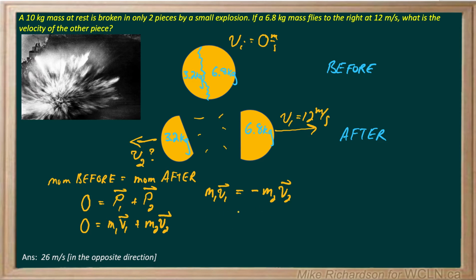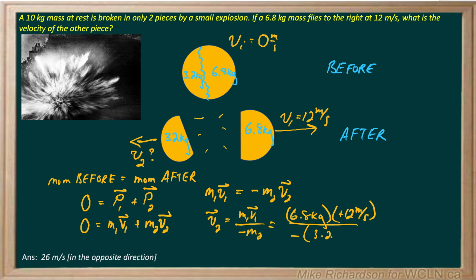So now we go ahead and solve. We're trying to get V2 by itself. So I get V2 is M1 V1 all over negative M2, and I just put in my values. 6.8 kilograms times 12 meters per second, and I said that was to the right, so I'm going to watch my signs, positive 12, all divided by negative 3.2 kilograms.